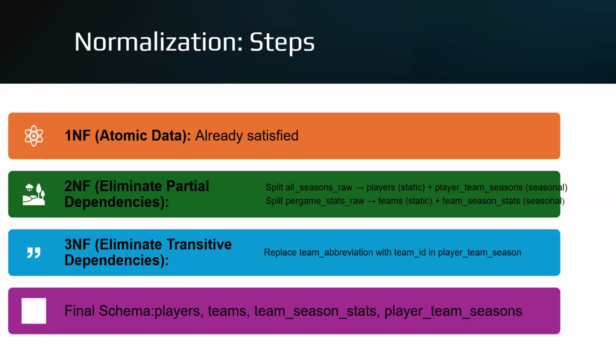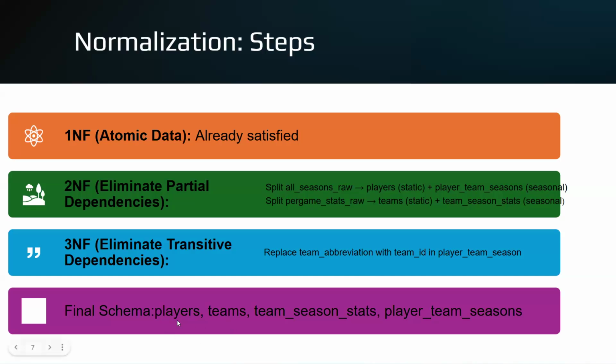Just wrapping up the steps, even though they were already touched on. We have first normal form, which is already satisfied since each column is atomic data. For second normal form, we eliminated partial dependencies. In this case, we split the seasons row and players into players and player team seasons, and we split the stats into teams and team season stats. And for third normal form, we replace team names with team ID in player and team seasons. That way, we can identify the different teams properly.